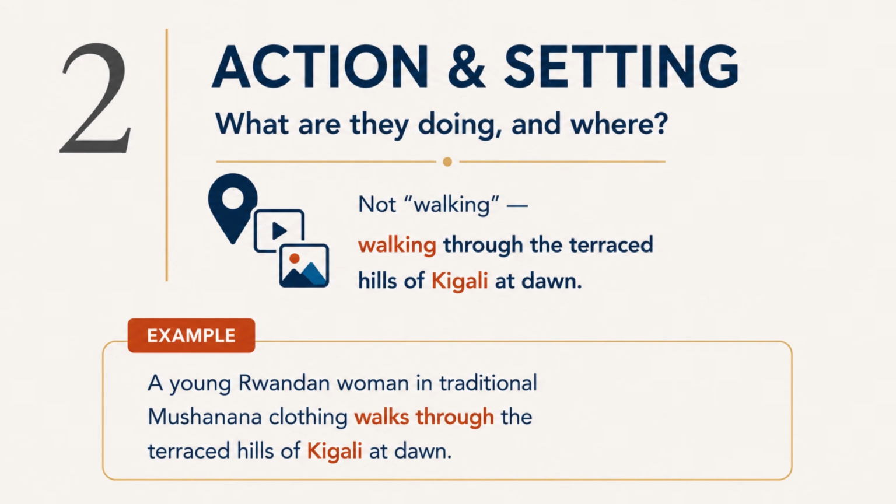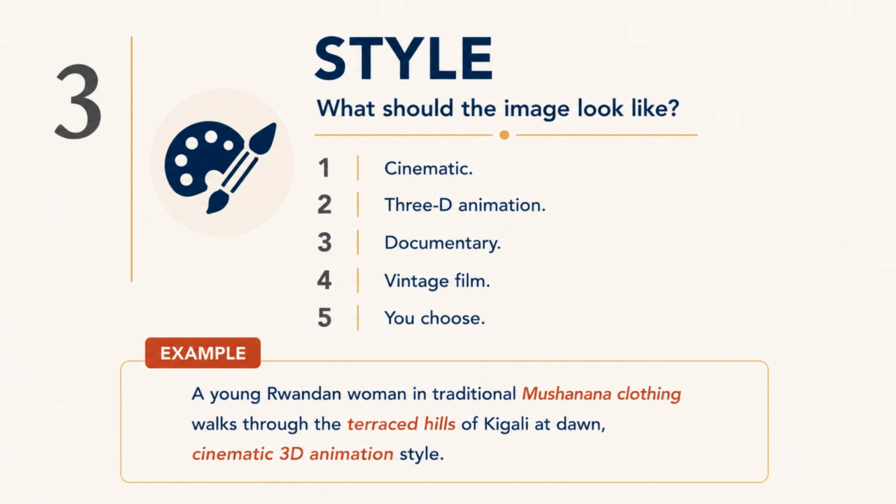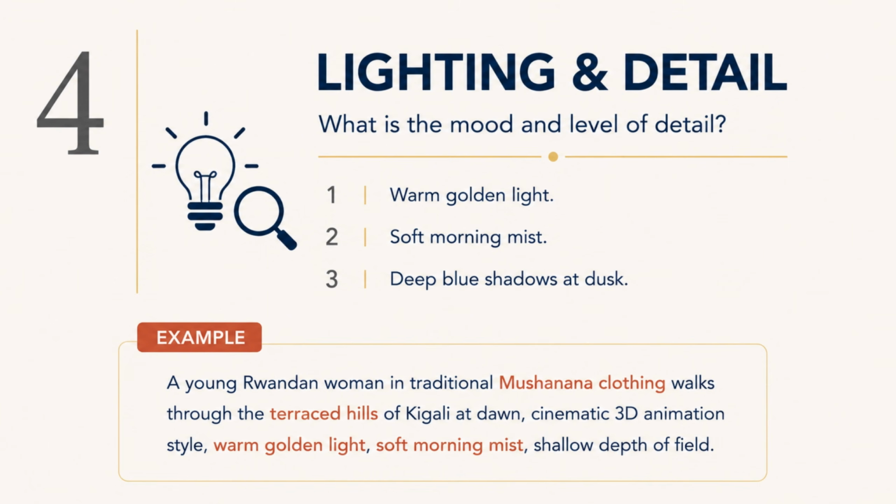Part 2. Action and setting. What are they doing, and where? Not walking. Walking through the terraced hills of Kigali at dawn. Part 3. Style. What should the image look like? Cinematic, 3D animation, documentary, vintage film, you choose. Part 4. Lighting and detail. What is the mood? Warm golden light, soft morning mist, deep blue shadows at dusk. Put those 4 together, and the AI has everything it needs.